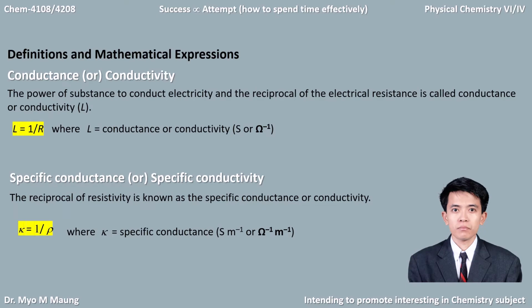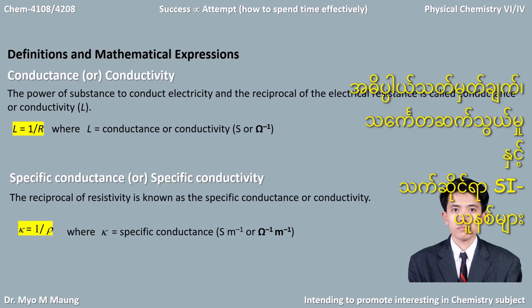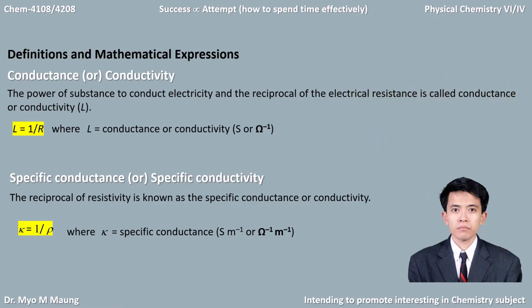Conductance, or conductivity. The power of a substance to conduct electricity, the reciprocal of the electrical resistance, is called conductance or conductivity, L. In mathematical expression, L equals 1 by R, where L equals conductance or conductivity, Siemens or per ohm. Here, I suggest that you should use the unit of conductance in per ohm instead of Siemens.